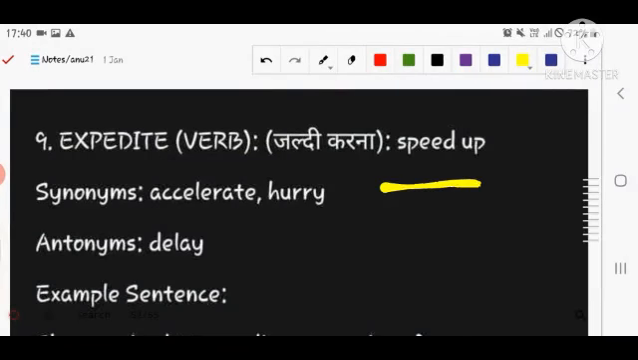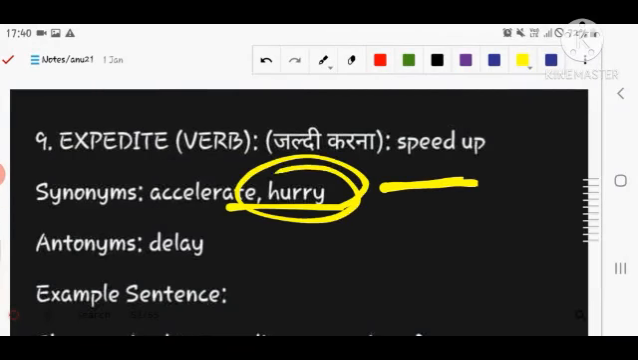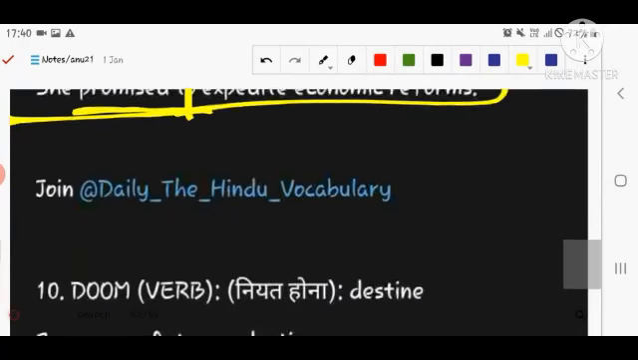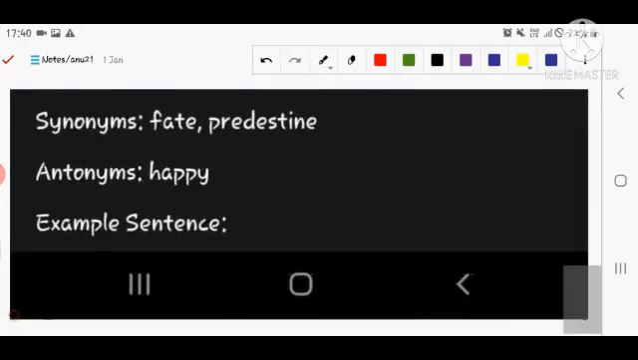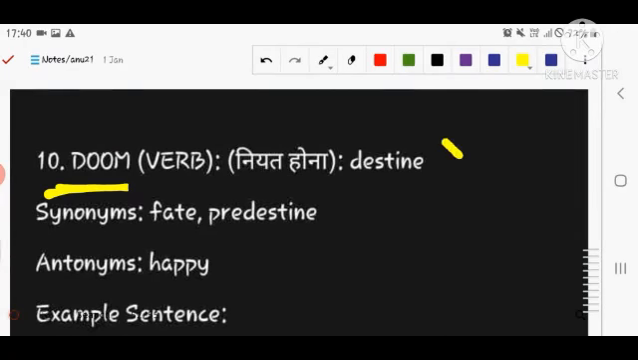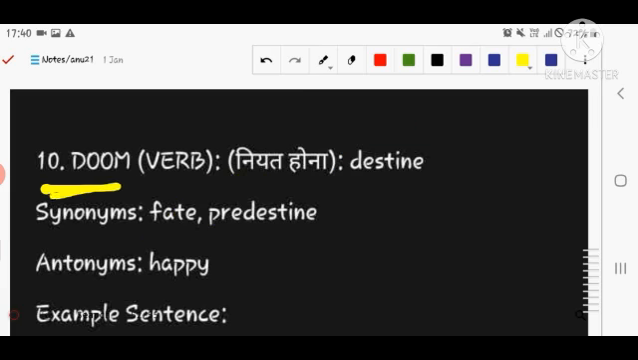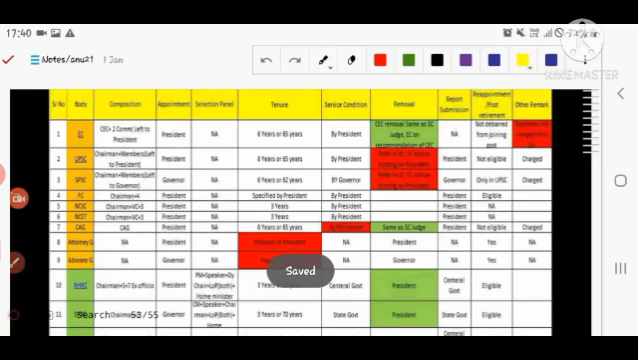Expedite is nothing but to speed up a process, accelerate or hurry. An example sentence: the government promised to expedite economic reform so that we can ensure growth in our country. The next word is doom. Doom is destiny, fate or predestination. Doom is nothing but destiny, meaning you have a belief in that situation or condition.